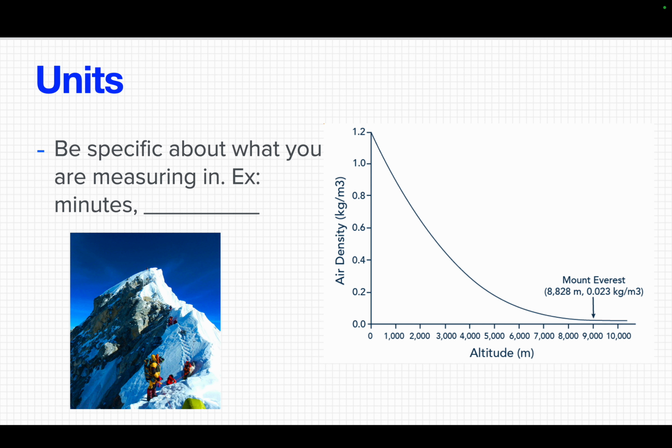U is for units. Units help us be specific about what we're measuring in. In this graph, we have 2 different units. We always like to include units after the label if possible. For example, altitude is measured in meters, right? That's a lot different than if it was in miles or feet. So you have to have the unit there so that we know what it is. And then the air density is kilograms per meter cubed.